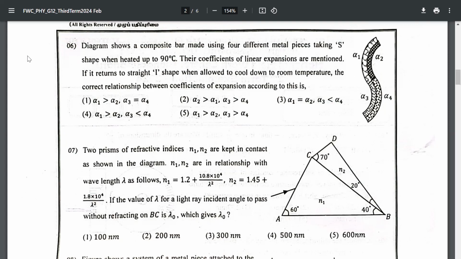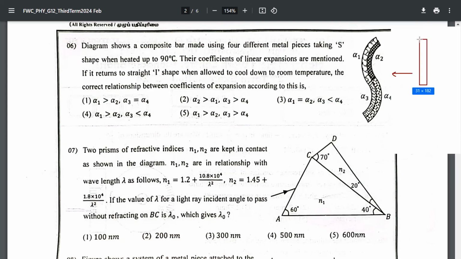So what we need to understand here is this. The diagram they have given is at what temperature? 90 degrees. But our room is not at 90 degrees, people. So they have heated it to 90 degrees. Initially, it was at some temperature, maybe 30 degrees Celsius or something like that. They are saying it was in the shape of I. It was like this, understood? And then due to the temperature increment only, it turned to that shape. So this is what you call a bimetallic strip.